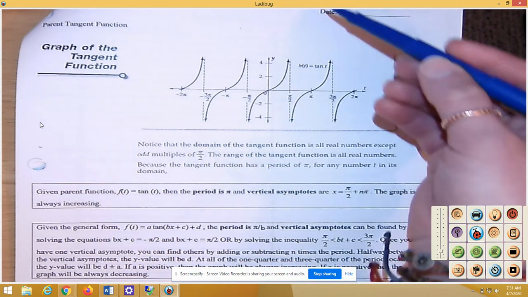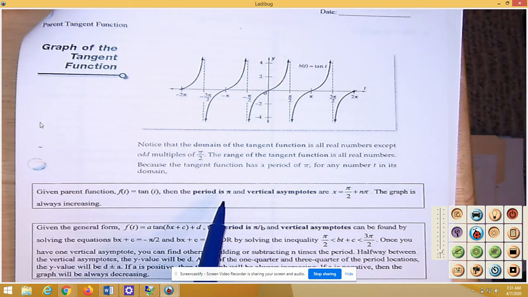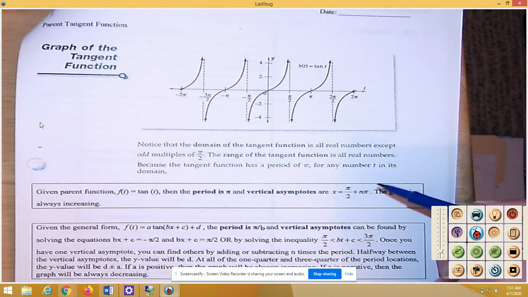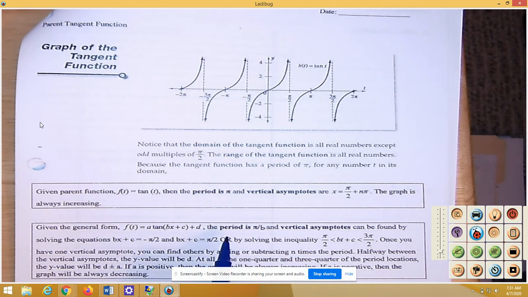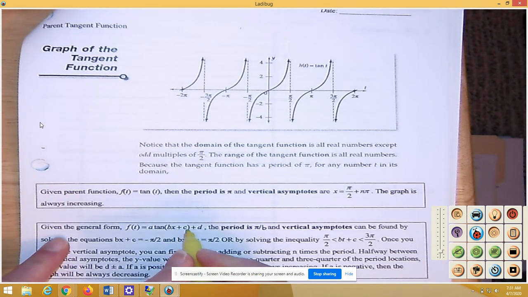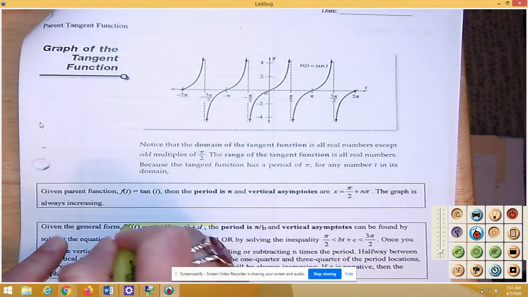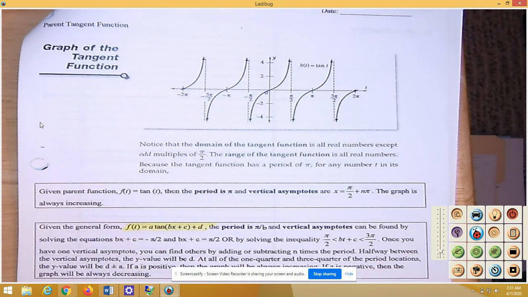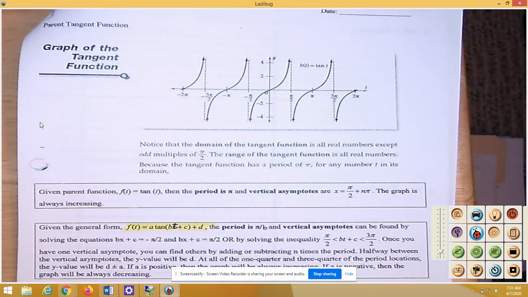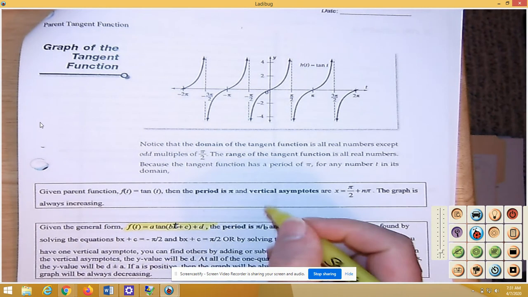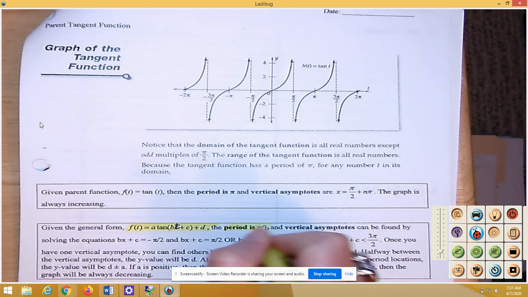There's no limit as to y. And the period here is pi for the parent function. Your vertical asymptotes for the parent will be pi over 2 plus n pi, always increasing. And then we do have our transformation: f of t equals a times the tangent of bt plus c, plus d. That's technically a little bit of a typo there, because if the input is t, this should also be t. And then your period will be not 2 pi over b, but just pi over b. So that will tell you how quickly you have your curves.